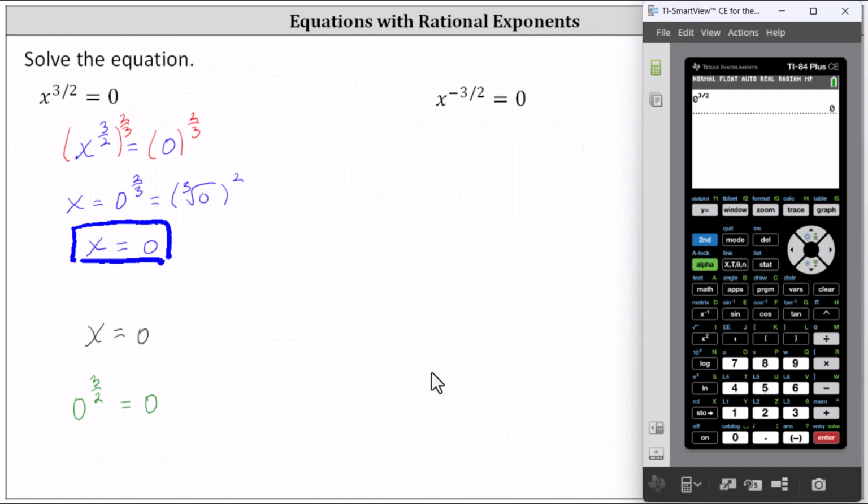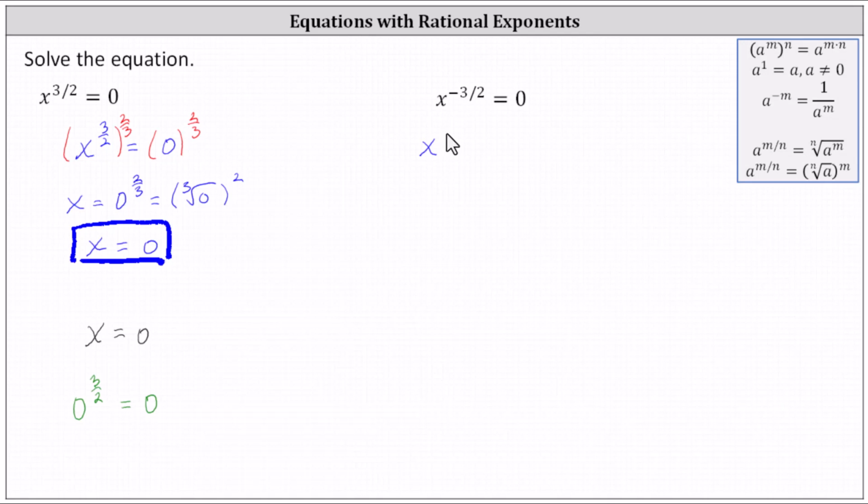And now for the second equation, we have x to the power of negative 3/2 equals 0. We might be thinking the solution here is also x equals 0, but that's actually not the case. Let's look at this a couple ways. Using the negative exponent property, we can write x to the power of negative 3/2 as 1 divided by x to the power of positive 3/2, which must equal 0. There is no value we can divide 1 by to get 0, which indicates the equation has no solution.